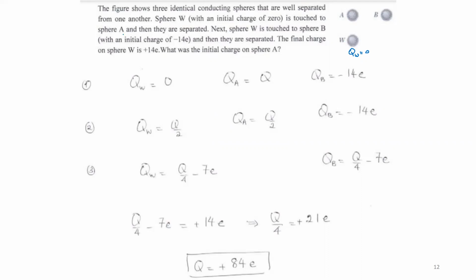So it's touched to sphere A, then separated. So let's assume that sphere A has a charge of Q. So if they touch, I have conservation of charge, right? Total charge before between A and W is just Q, okay? This is 0 plus Q, so it will give you Q. So when they touch, QW will be charged, and the new QW will be just half Q. And the new QA will be half Q as well, okay? Because I have 0 and Q, after they touch between A and W, each of them will be half Q.